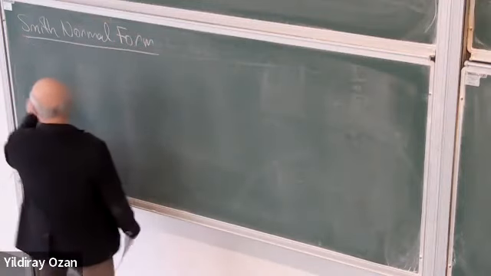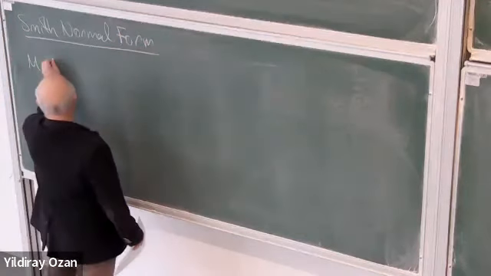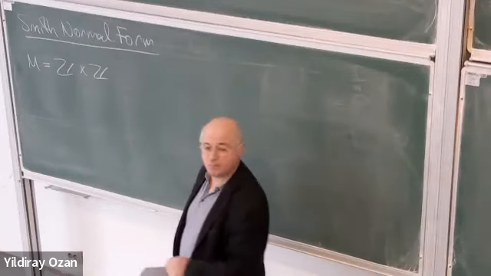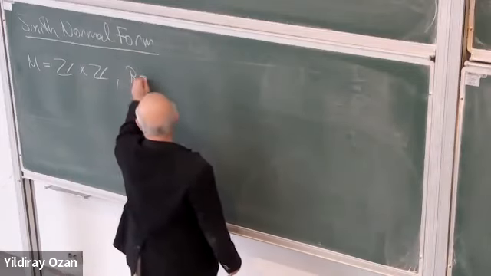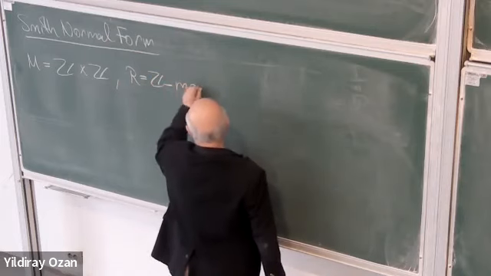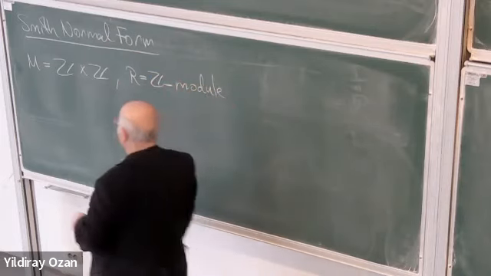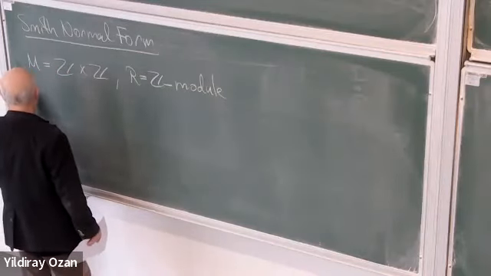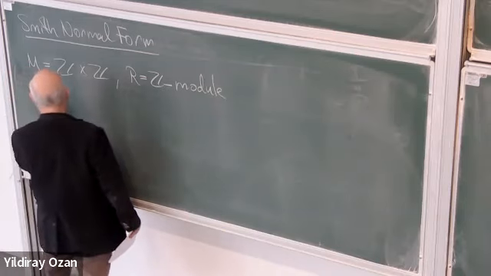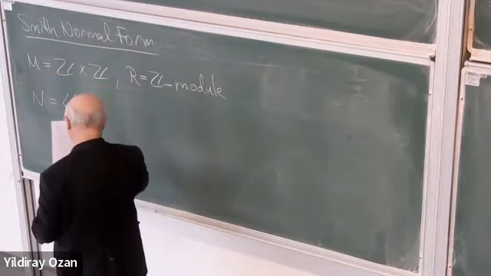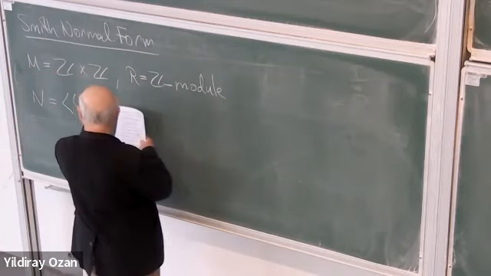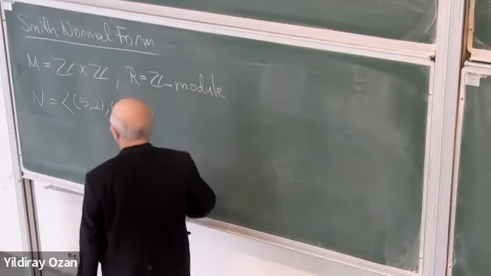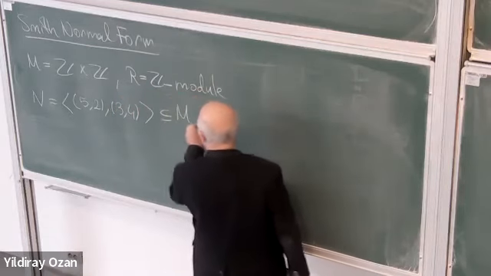Last time I told you this, but let me remind you, so you will basically understand. Suppose we have this module. It's a Z module. And we have a submodule, let's say generated by the vectors (5, 2) and (3, 4). So this is a submodule.